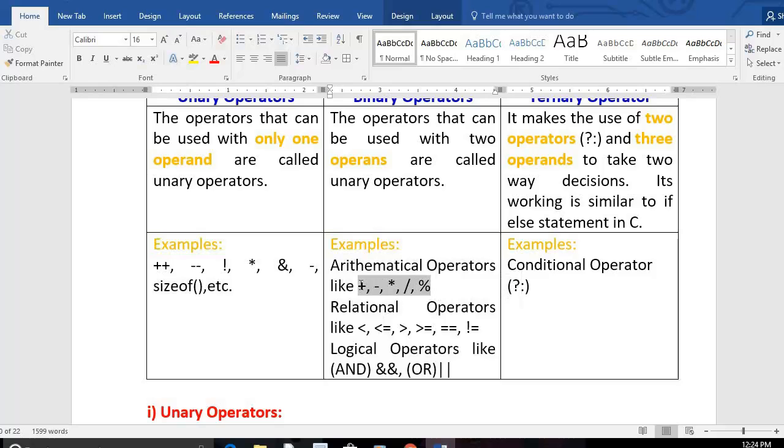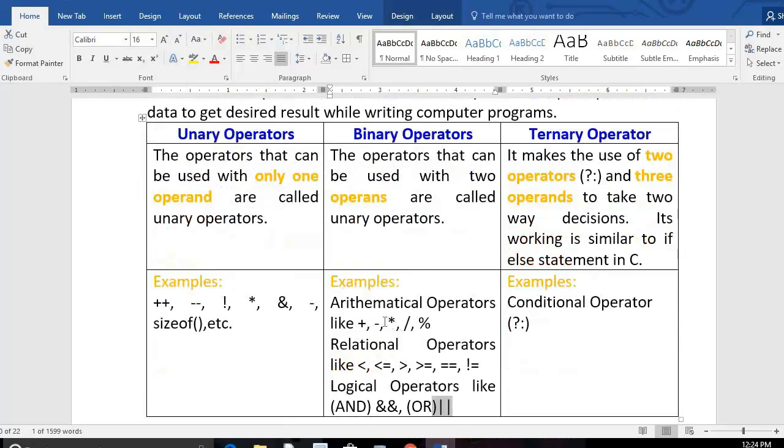These will help us to perform arithmetical calculations. These help us to find the relations between two quantities or two variables. Logical AND helps us to combine two or more expressions. We studied in detail, no problem.